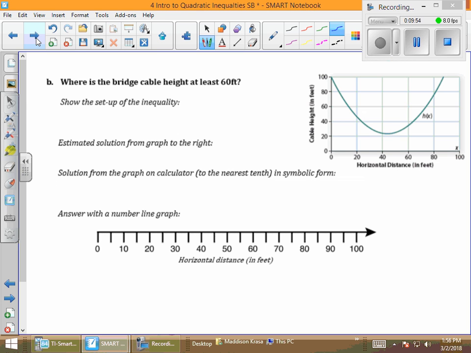Okay. Letter B. Now we're going to look at something different here. The last time we were underneath. Okay, and we're going to see what happens here. Where is the bridge cable height at least 60 feet? So now we're going above. When it says at least 60 feet, could it be equal to 60? Yes, because it's at least 60, right? So 60 or above. So go ahead and draw your line at 60.